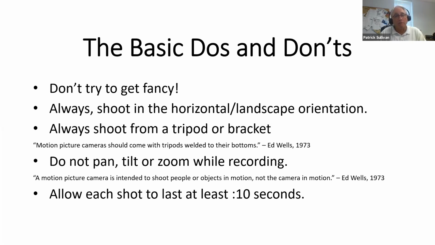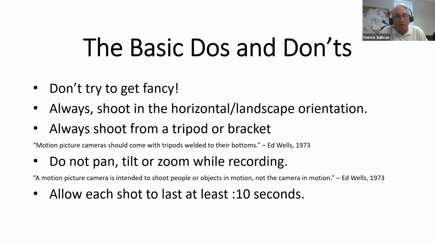You see people shooting videos with a cell phone where they'll shoot portrait or vertical. Don't do that. Most people are going to be watching this on a computer monitor, and you want to have the horizontal orientation. Always shoot from a tripod or a bracket. Tripod for a camera, you may have a bracket if you're using a cell phone.